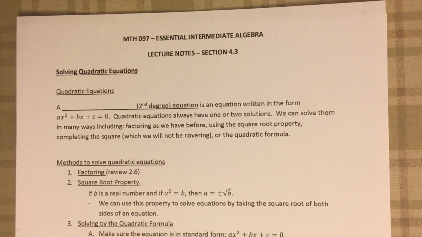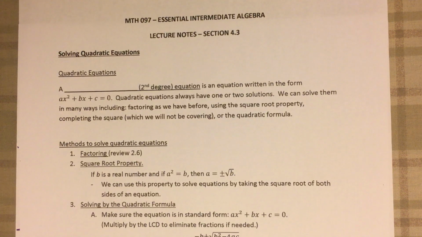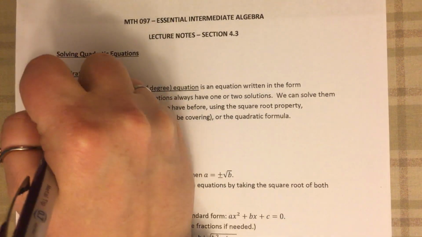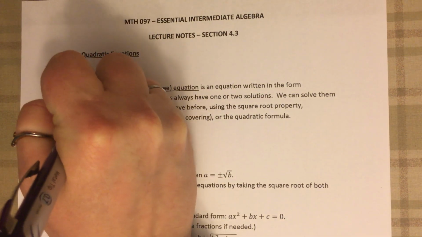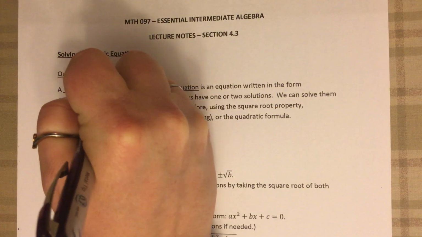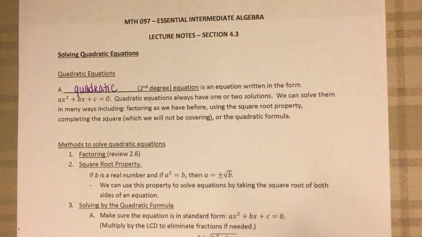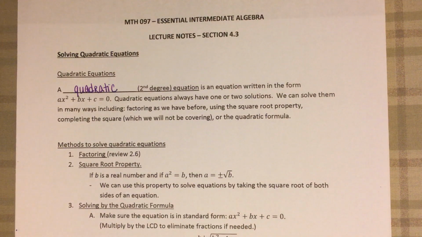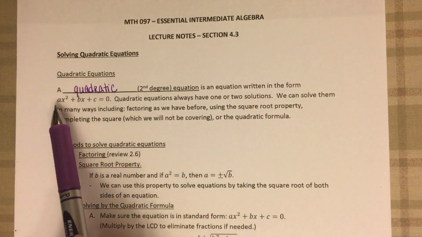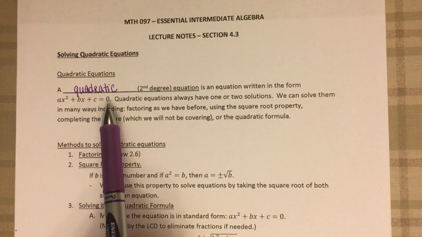All right. So in this section then, we're going to focus on quadratic equations. So we've seen this definition through multiple different chapters already. A quadratic equation is a second degree equation. We have an x squared somewhere in our equation. In standard form, we see ax squared plus bx plus c equals 0.